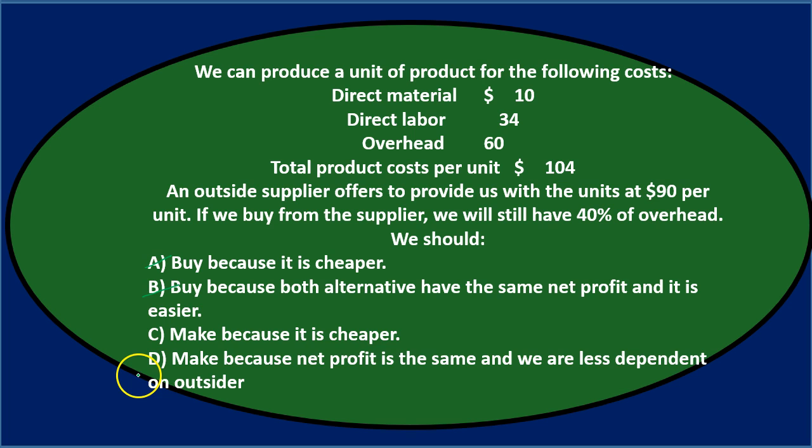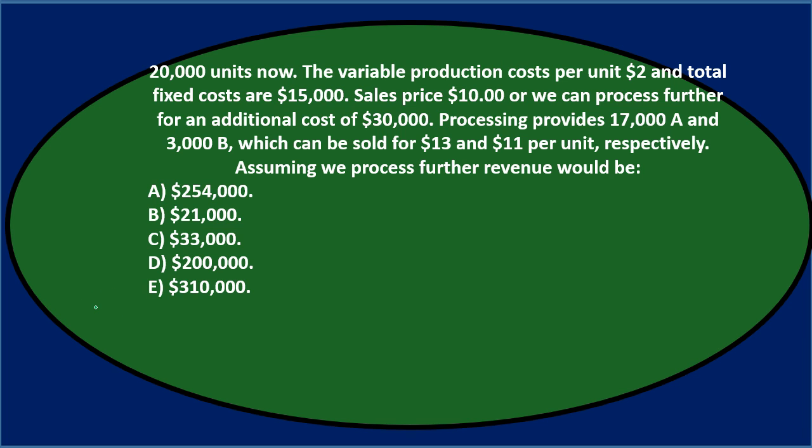Note that D says make because net profit is the same and we are less dependent. So if they came out to be the same price, in other words, we do have a split. Should we buy or should we make them? Well, it might be easier to buy them, but it might be the fact that we don't want to be dependent on a supplier, so we might want to make them. But in our case, we're going to make them because it's cheaper. So that's what we're going to do. Final answer, C. Next question.